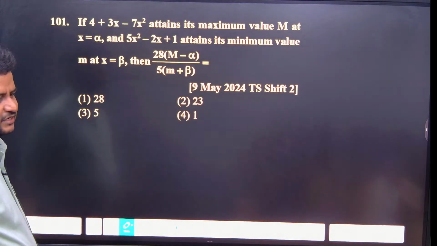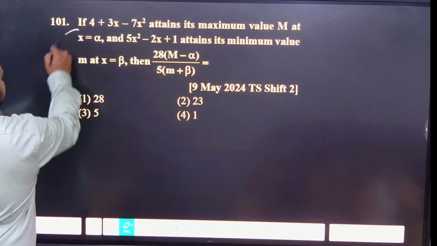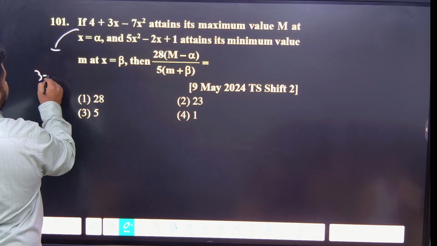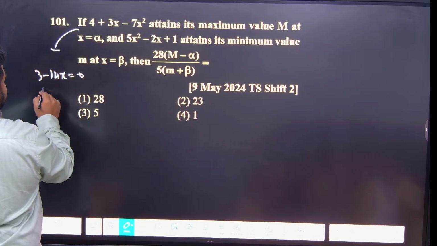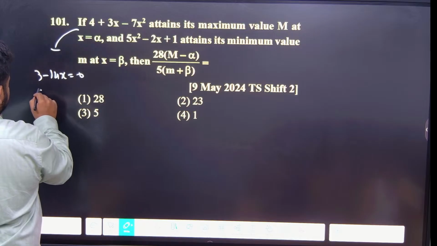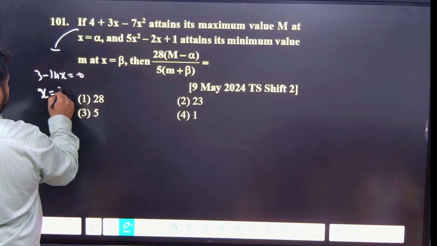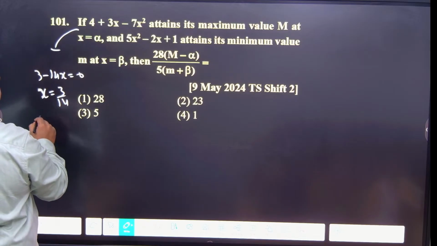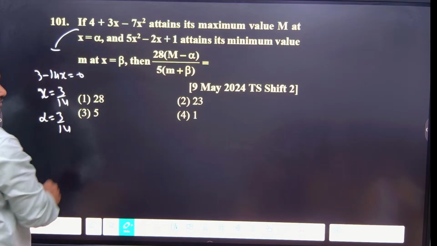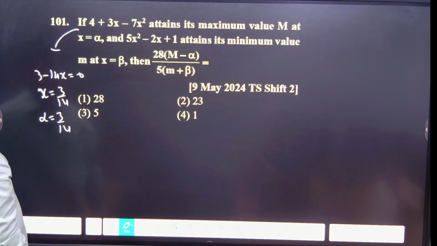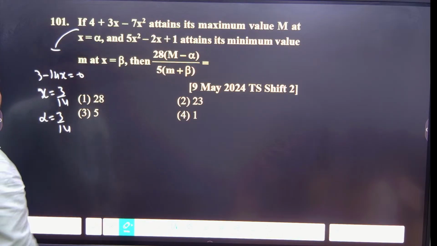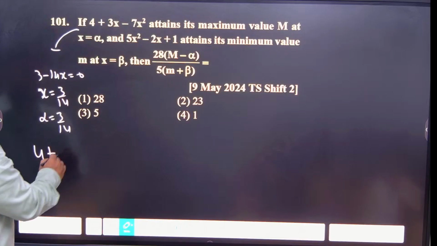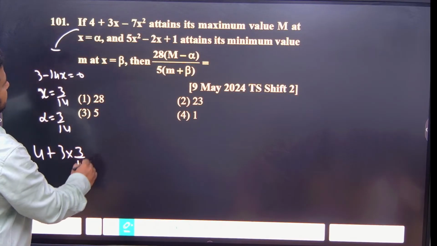That means what? First we will differentiate it. Differentiate this one, we will get 3 minus 14x is equal to 0. So that means x is equal to 3 by 14. Alpha is equal to 3 by 14. Correct na? It attains maximum value. So what is the maximum value? How to find out? Just put this value here. 3 by 14. So 4 plus 3 into 3 by 14, minus 7 into what is it?